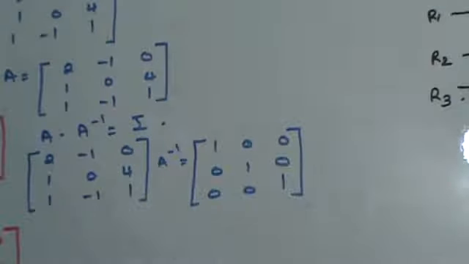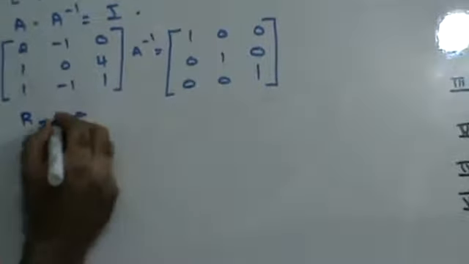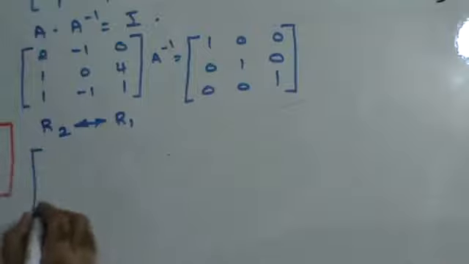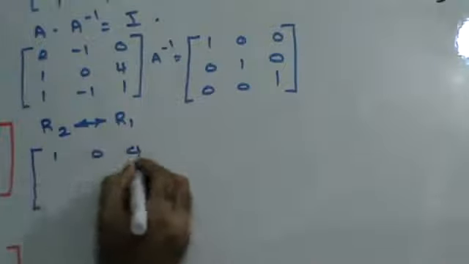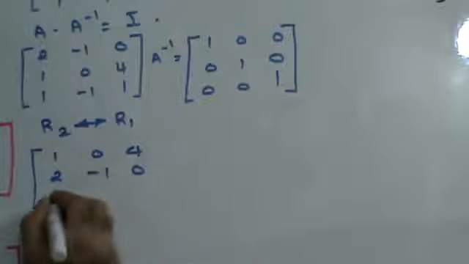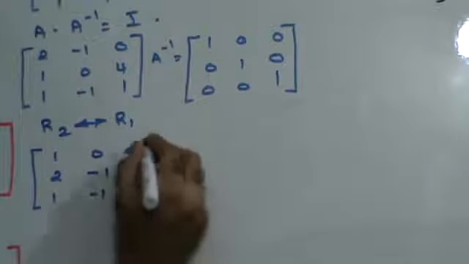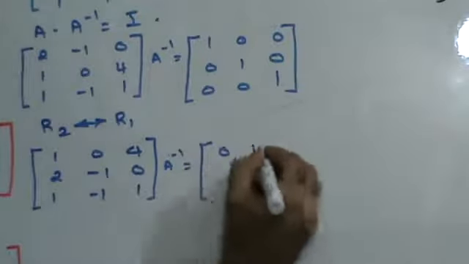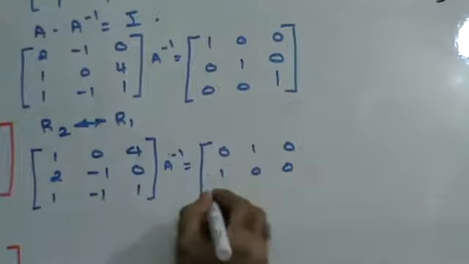I want to make the number in the first position as 0. I can do that either by subtracting or by interchanging. I prefer interchanging. So I will interchange R2 and R1. Sir, why not R3 and R1? I could have done that way also. Doesn't make a difference. Whatever you do, you will end up getting the same answer. Right? 1, 0, 4. 2 minus 1, 0. 1 minus 1, 1. Into A inverse is 0, 1, 0, 1, 0, 0, 0, 0, 1.